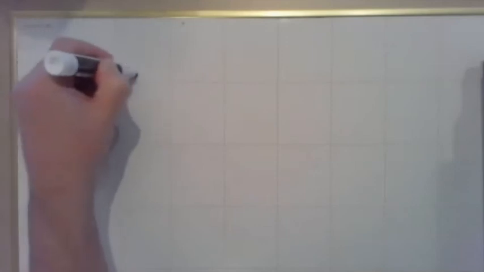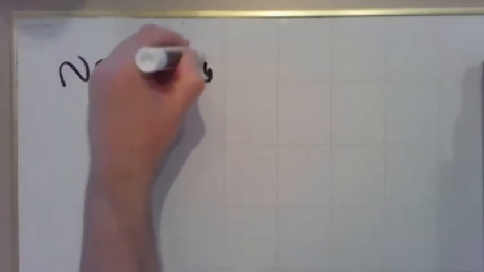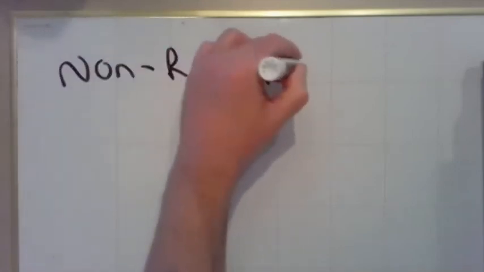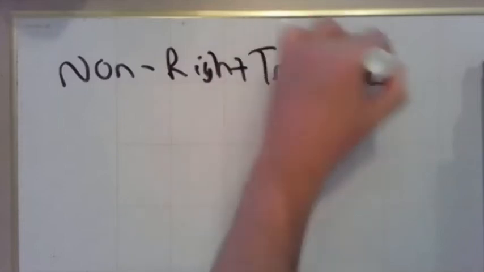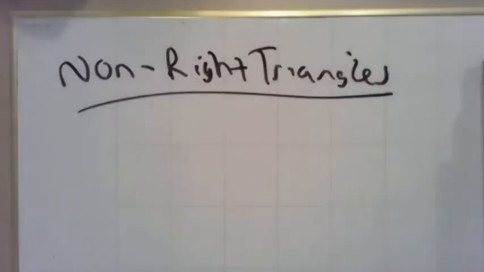So the idea here is we do not have right triangles. These are non-right triangles. Technically, these still work in right triangles, but we've expanded our universe now.